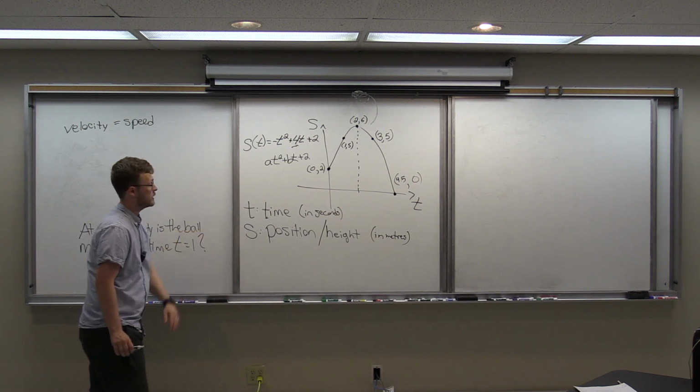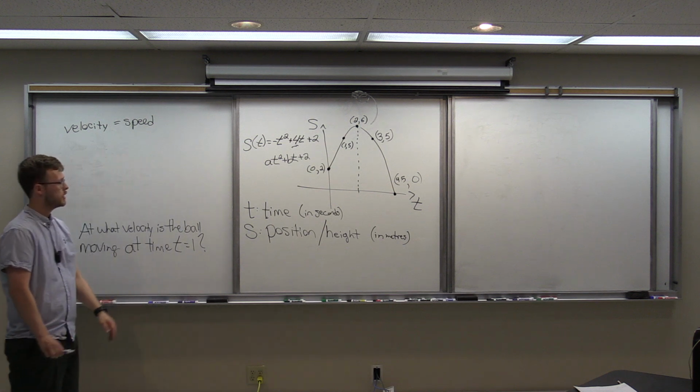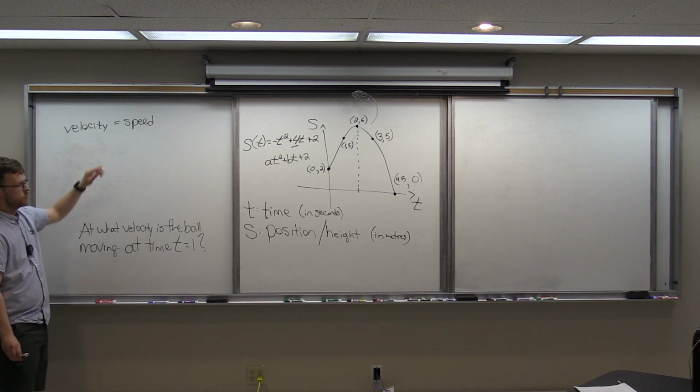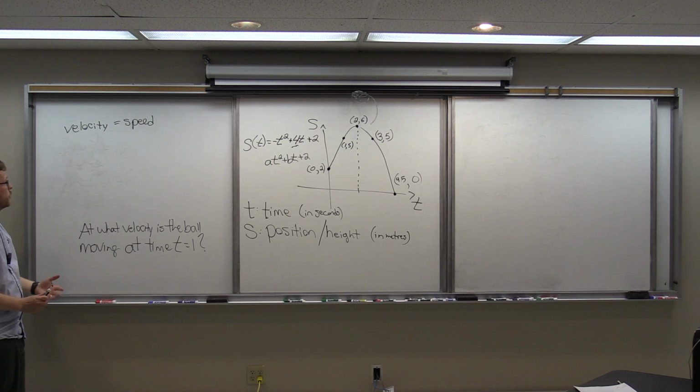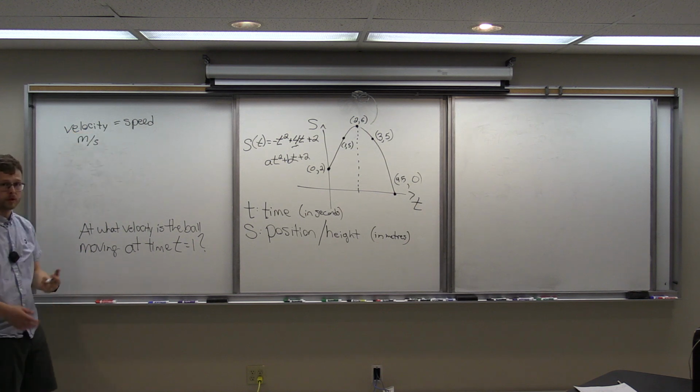The position, the height, is being measured in meters. We were told this stuff in the question. No assumptions necessary. Velocity was not mentioned. We were not told anything in the question about what the velocity is or how to measure it. But there is a standard. Velocity, or speed, is measured in meters per second.